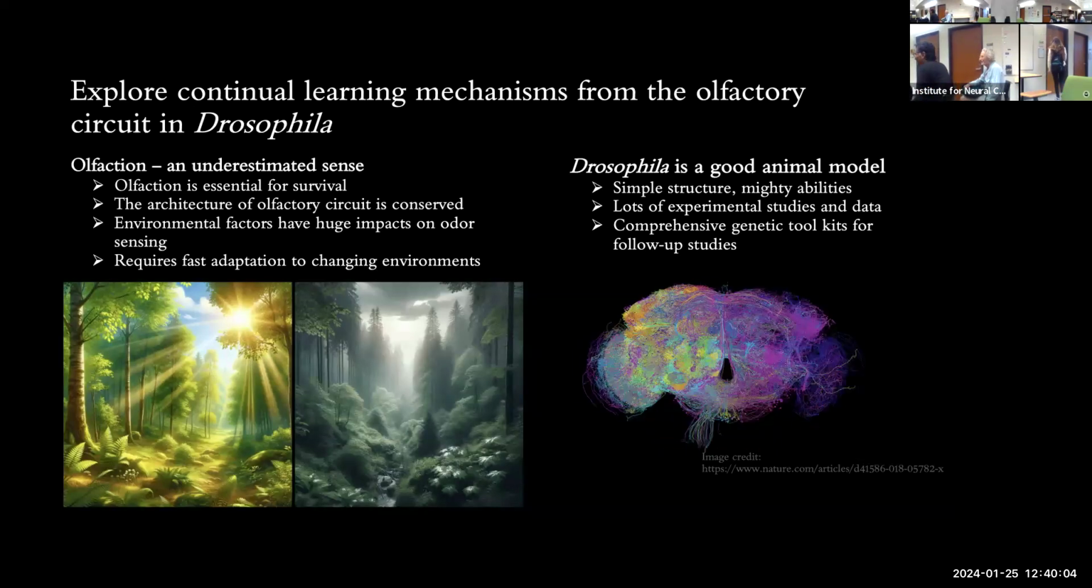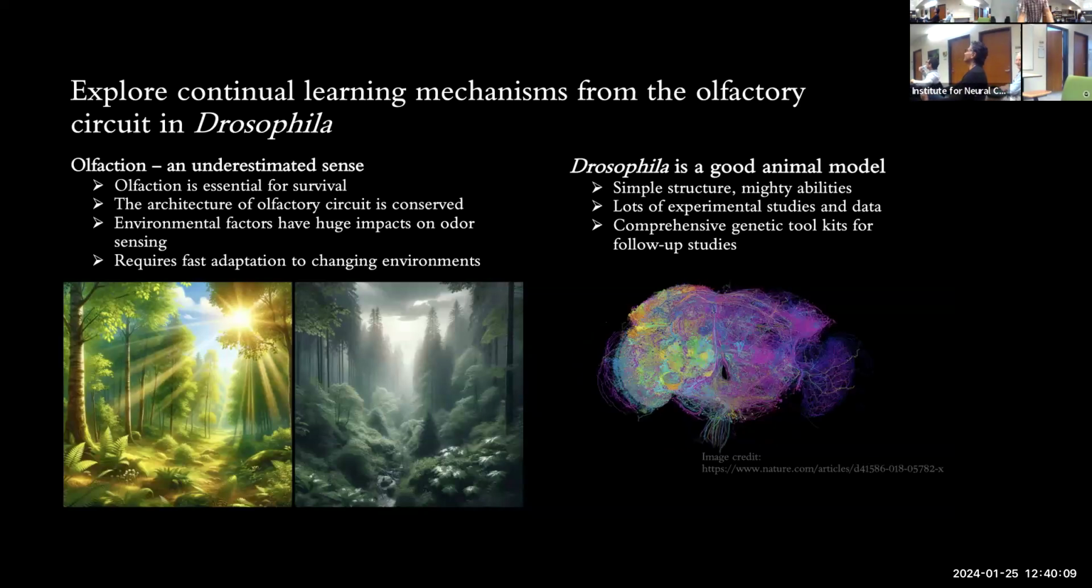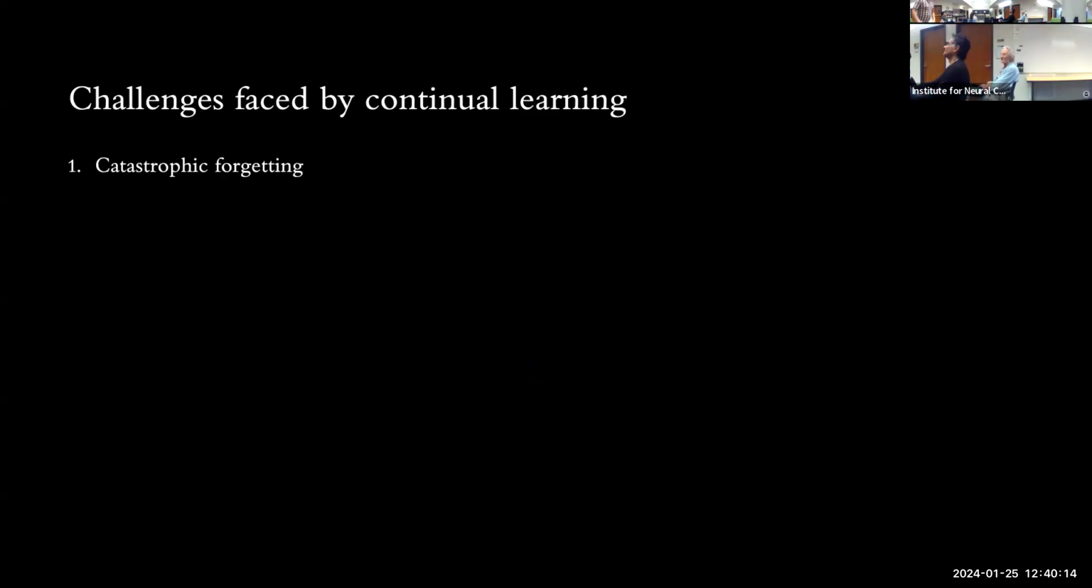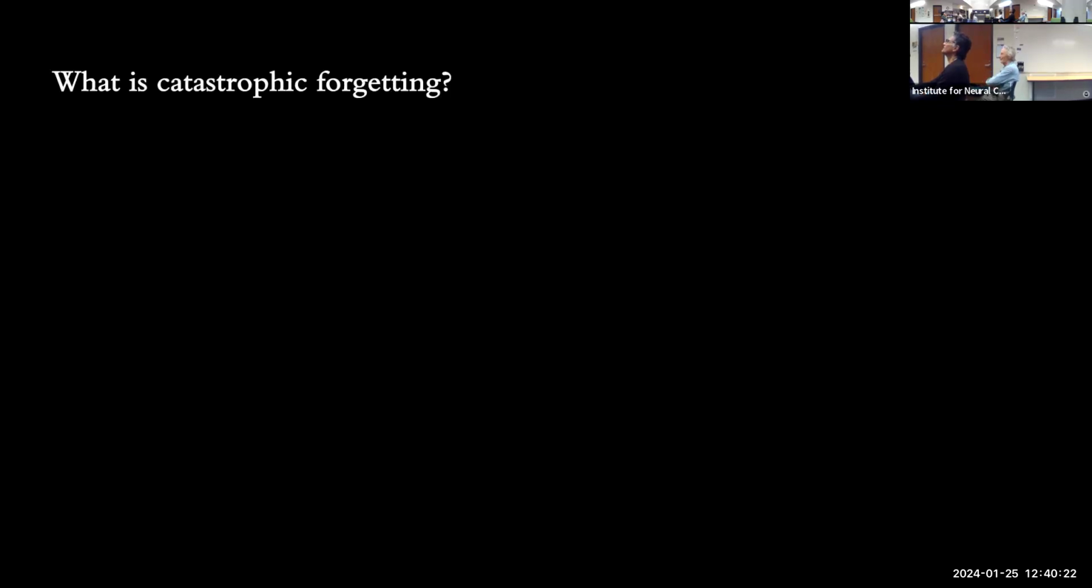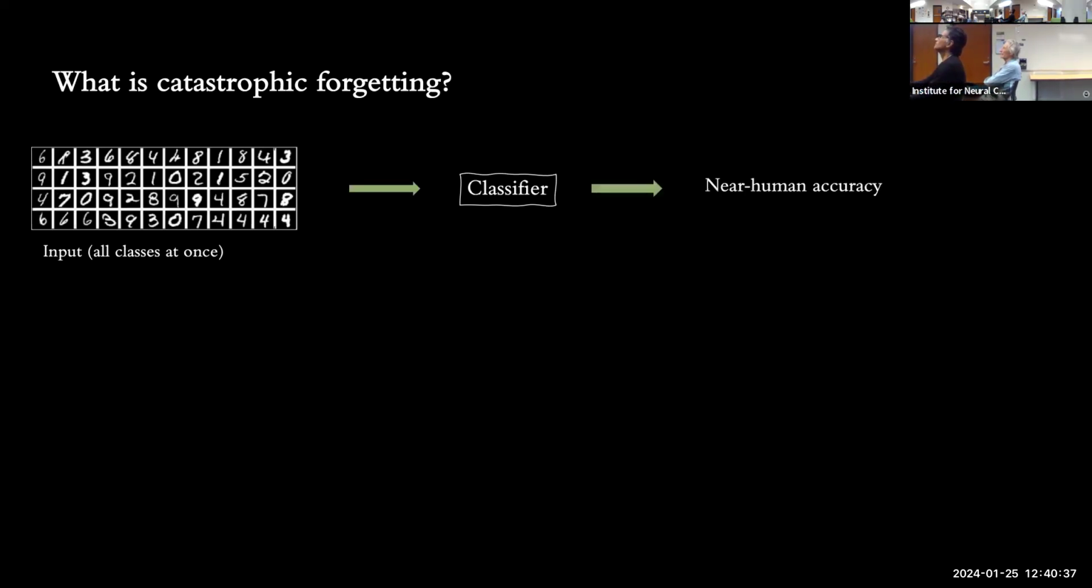So now let's go into some challenges you might think are related to achieving continual learning and what we can learn from the fly. The first challenge is called catastrophic forgetting. And what is that? Let's look at an example. Suppose I'm building a model to classify the 10 handwritten digits, and I collected all the data in this data set, and I'm going to input all the data at once to the model. Based on today's machine learning algorithms, we can get near human accuracy for this test.